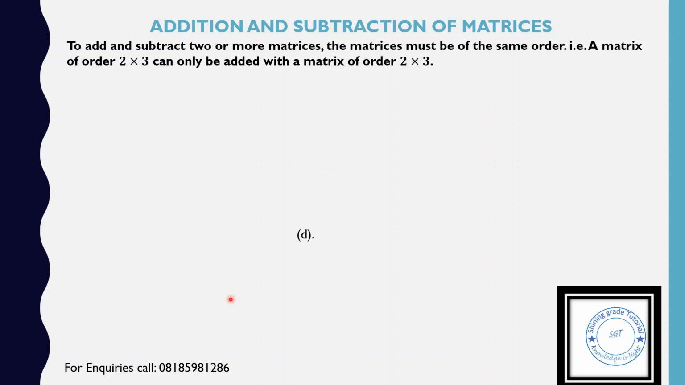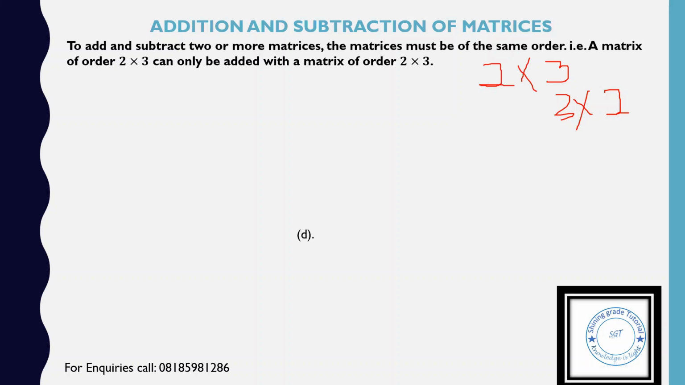So it means we can never add a matrix which is 2 by 3 with a matrix which is 3 by 2. The orders are not the same, so you can't add or subtract them because they don't have the same order.